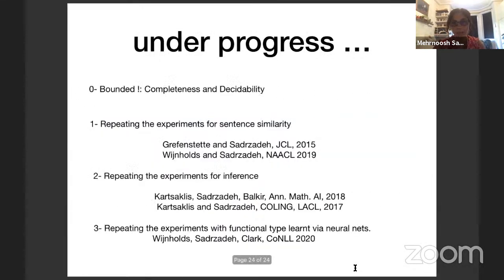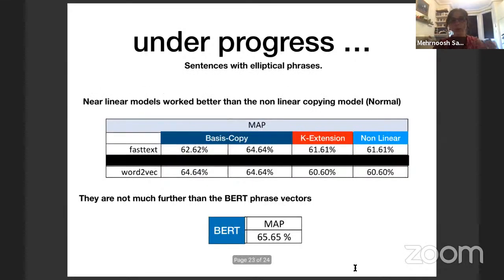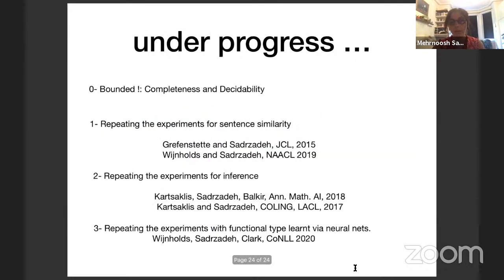This is based on our recent paper in QNLP 2020 with Gijs and Stephen Clark, showing that you can actually learn the functional types of the Lambek calculus using neural nets. And if you do so, you get really close to state of the art, and you might as well beat them, fingers crossed. Thank you.